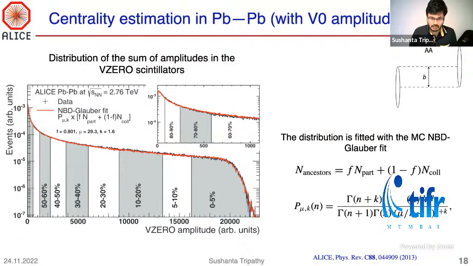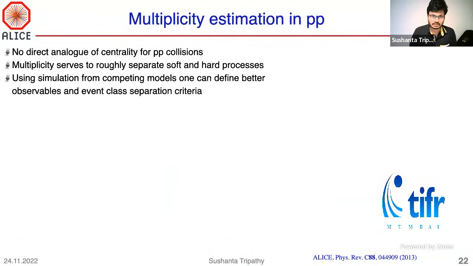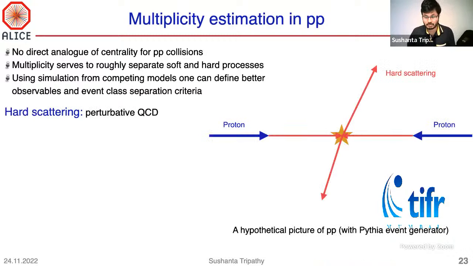Okay, so saying that, let us go to the multiplicity estimation in pp. For pp, we do not have a direct analog of centrality. However, we use the multiplicity measurement, which serves to roughly separate soft and hard processes. Using simulation from competing models, one can define better observables and apply event selection criteria, event class separation criteria. I would highlight a hypothetical picture of pp coming from one of the famous event generators at the LHC, the PYTHIA 8 event generator.